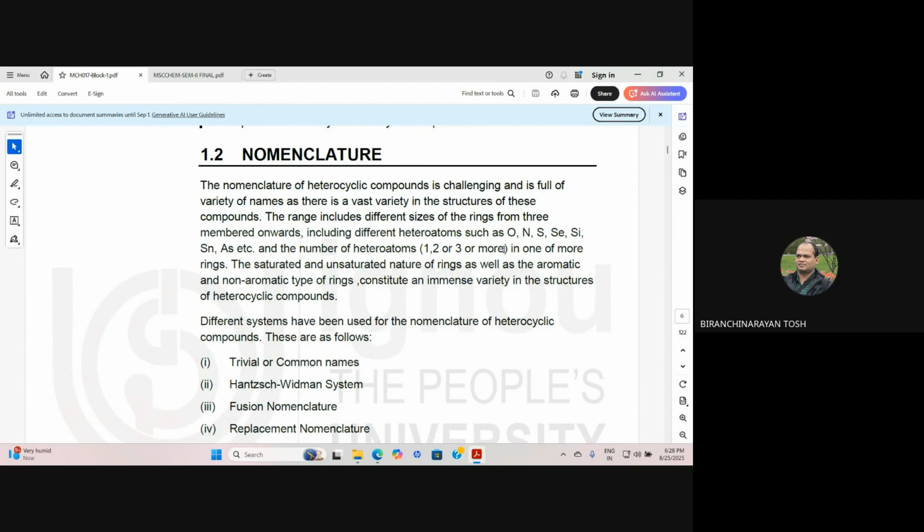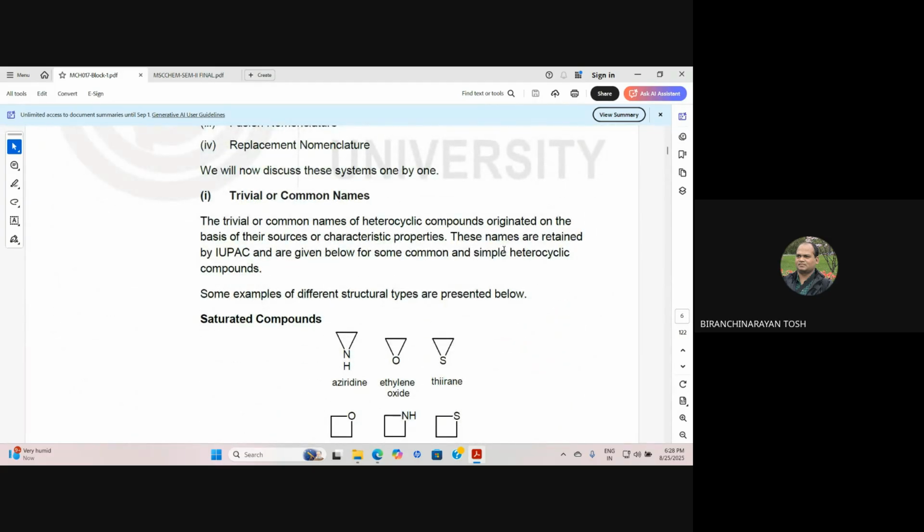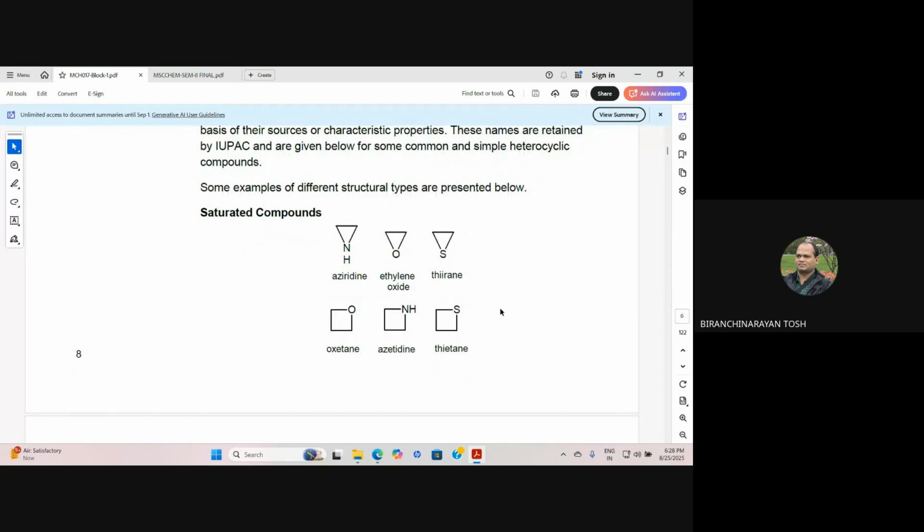We'll discuss the different types of nomenclature. First we'll discuss the common name or trivial name. This name is also recognized by IUPAC, as we have seen from this slide or the screen. Some examples of different structural types are given here. If it is a saturated compound containing only one heteroatom, that is nitrogen, in a 3-membered ring, you can say it is aziridine. And if it is oxygen, then ethylene oxide, also known as oxirane.